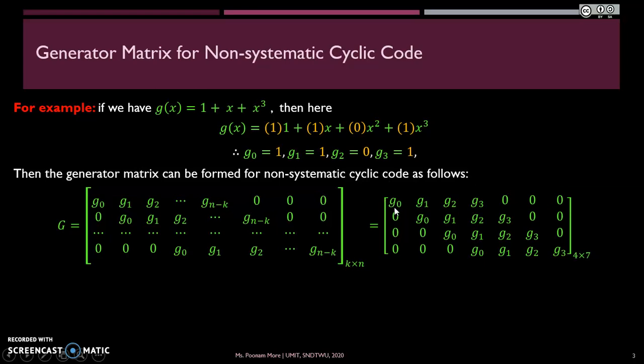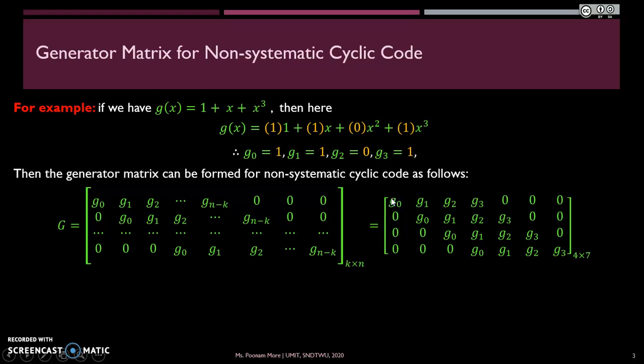So over here, if you observe, we have again written the coefficients G0, G1, G2, G3 in the first row, and then for the remaining columns we have written 0. The length of the row will be 7, therefore the first 4 entries are represented in terms of the coefficients of the G polynomial, and the remaining 3 entries are filled with 0.